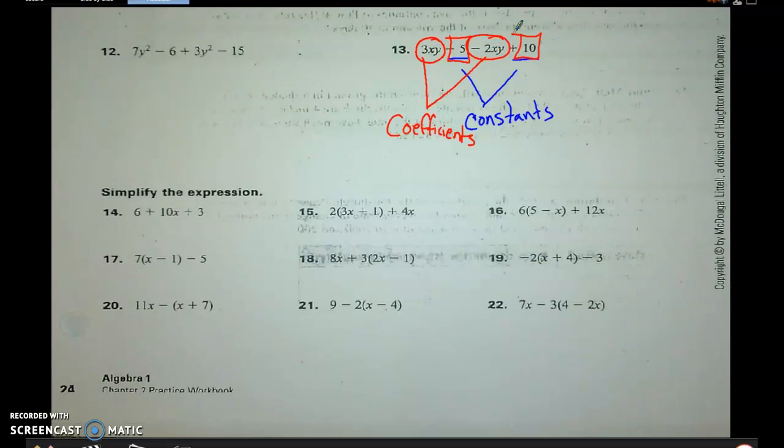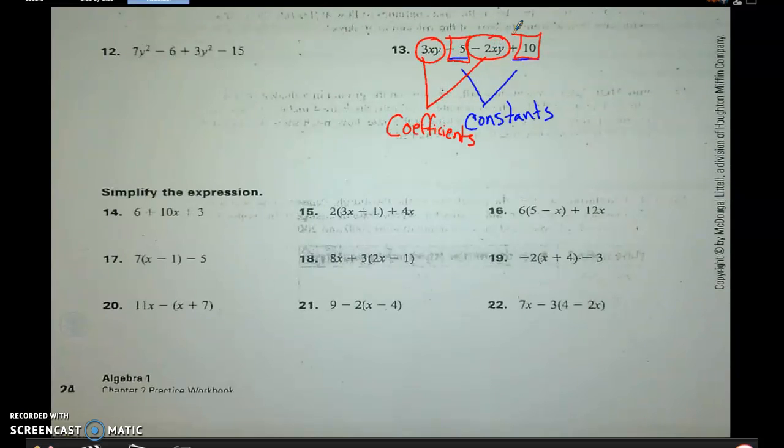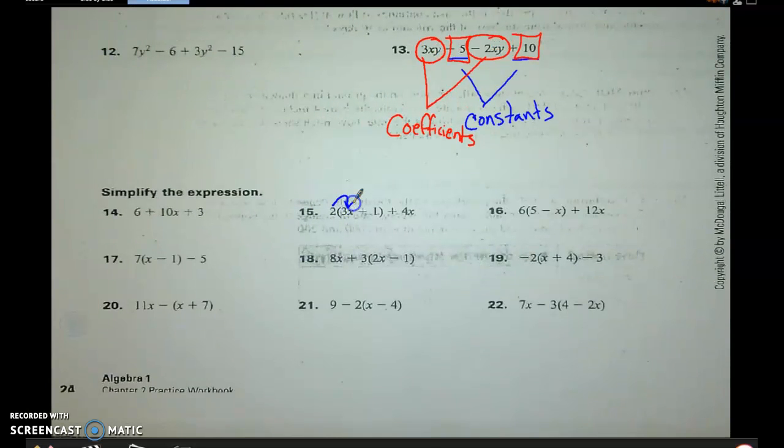Now we're going to move on to the bottom. Since number 14 is one of your even ones that you're going to be working, I'm not going to go through it, but I'm going to pick it up with 15. For 15, I have to distribute. So 2 times 3x, that's going to be 6x. 2 times 1, those are going to multiply. That's going to give me a 2. Plus, I'm going to bring down that 4x.